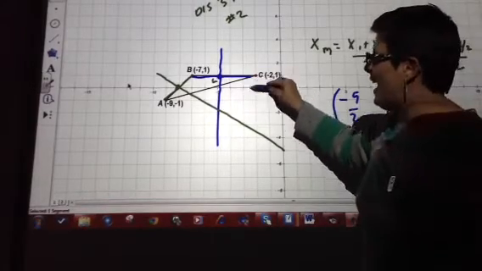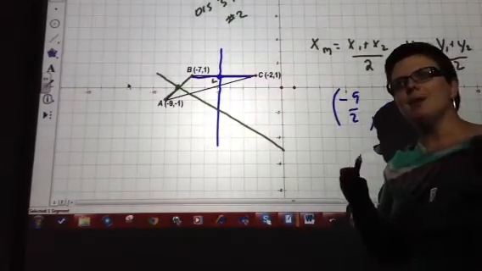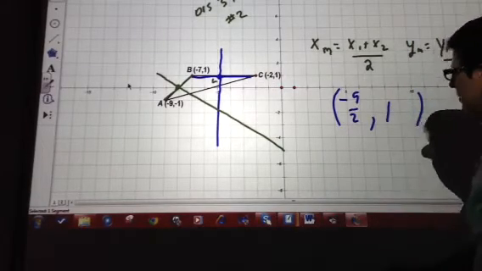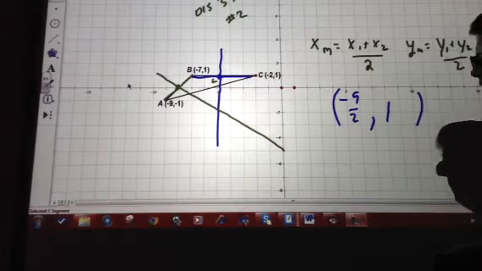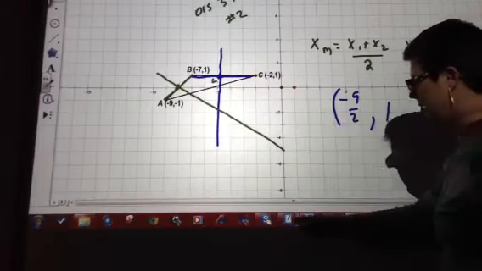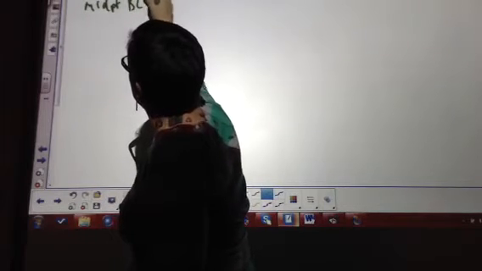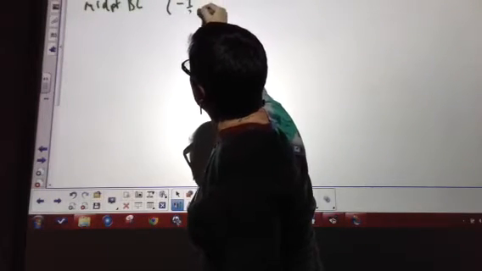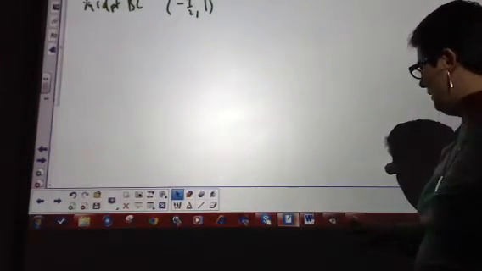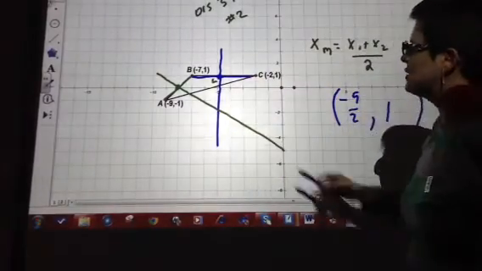You could have also said, hey, think about this. My y-coordinate's the same on both endpoints. Wouldn't the midpoint have to have the very same coordinate? And we do know that. So in my organization, I'm looking at segment BC. The midpoint of segment BC has coordinates -9/2, 1. That makes me happy.